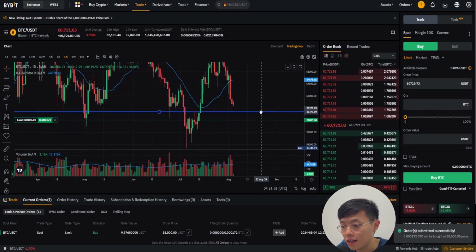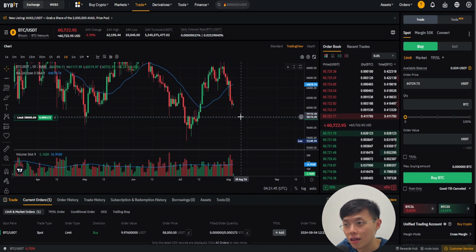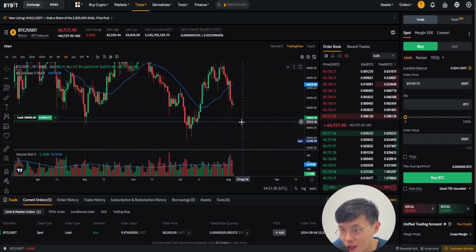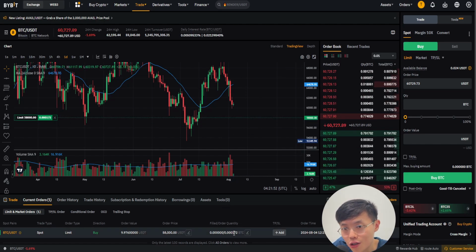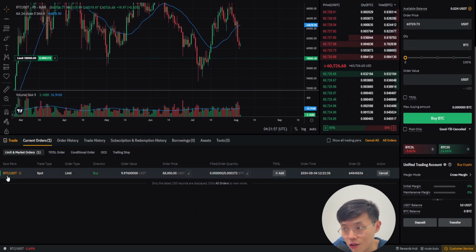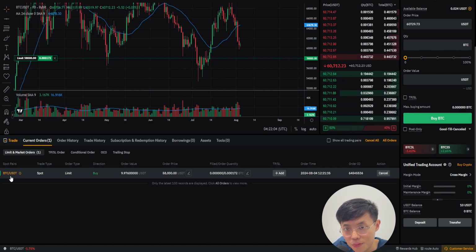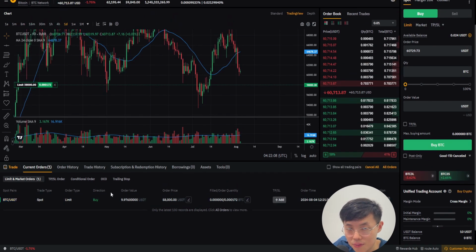As you guys can see, right now my screen has this limit order. It shows that if the price goes down to this range, then I'll buy BTC at this price. I will buy 0.000172. If you scroll down here, in your current order, you can see your queuing order. This is for limit and market orders. Right now I have a limit order right here, which is a BTC USDT spot limit buy, and my value is about 10 USDT, and my order price is right here.